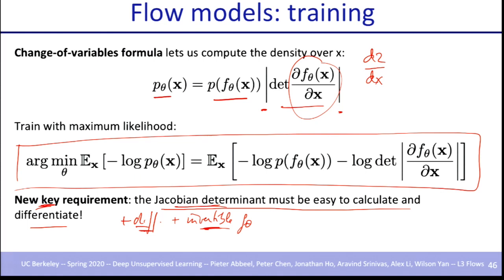Good point. So when we worked in 1D, we always stayed in 1D. Now we work with x in R^d, and z also in R^d. They live in the same dimensional space. Otherwise, we cannot have a differentiable invertible function, I believe.